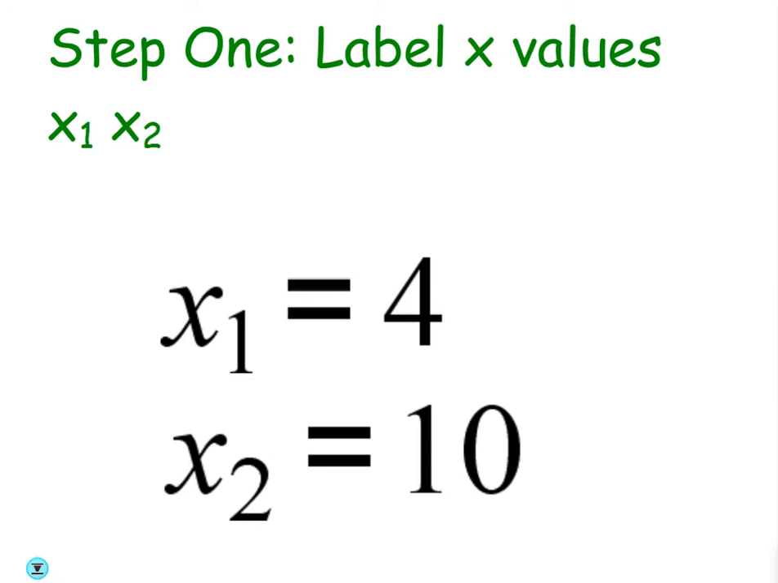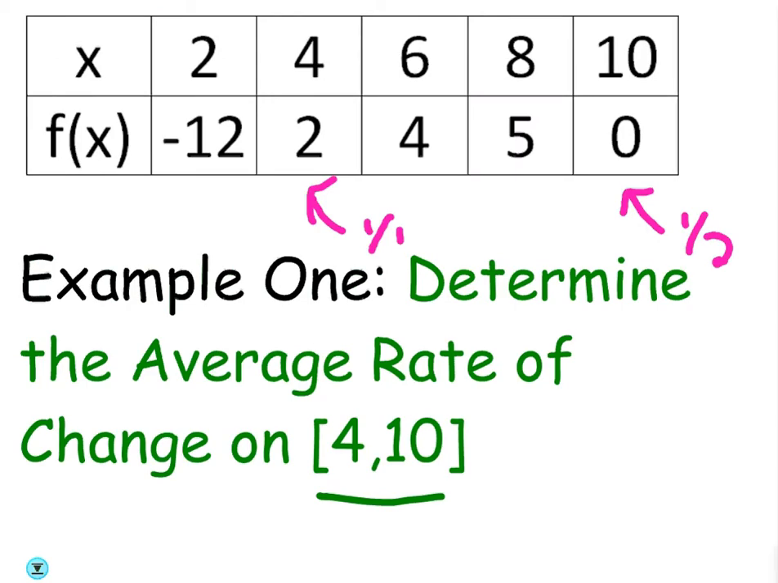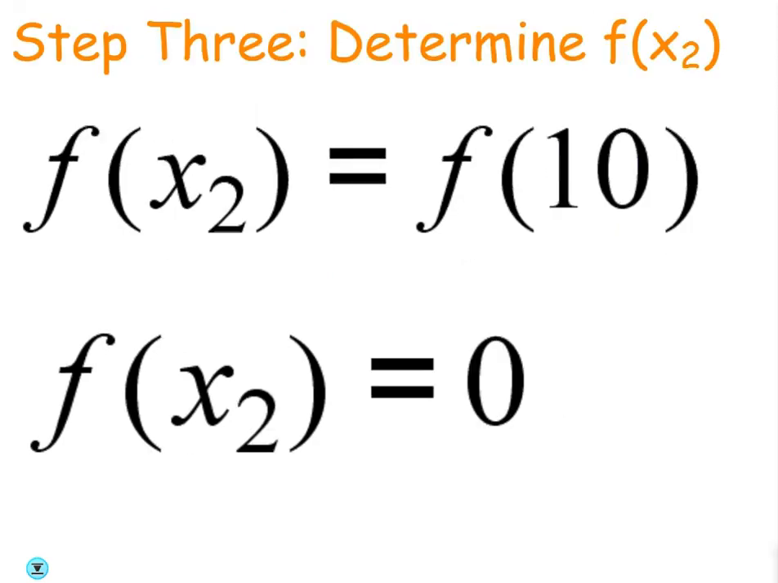X1 is 4, x2 is 10 because those are the two numbers they gave us. And then if you look at the chart, like I said, your y2 is just this value associated with x equals 10, which is 0. Something went wrong here. Yeah, I see I made a mistake here. So f of x1 is going to be 2, right? Not 10. I gotta fix that. Okay, so f of x1 is 2. F of x2 is 0 based on the chart.